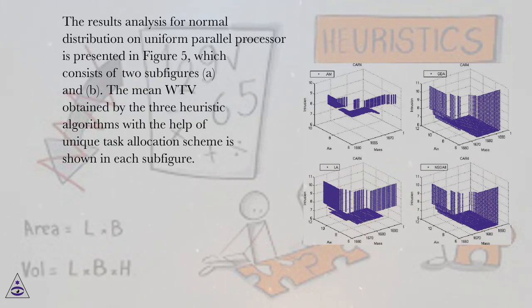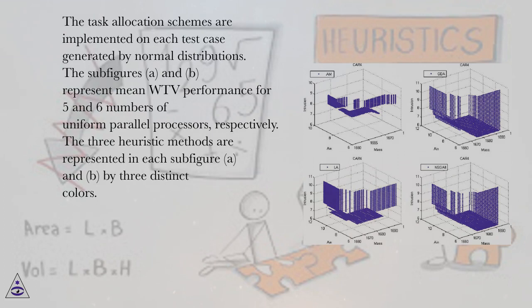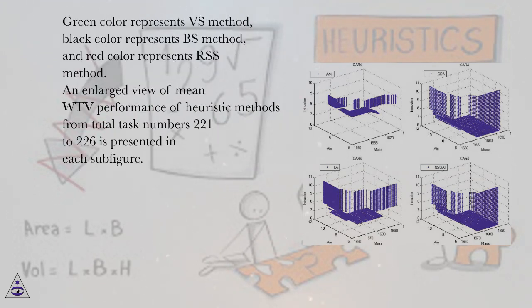The mean WTV obtained by the 3 heuristic algorithms with the help of the unique task allocation scheme is shown in each subfigure. The task allocation schemes are implemented on each test case generated by normal distributions. The subfigures A and B represent mean WTV performance for 5 and 6 uniform parallel processors, respectively. The 3 heuristic methods are represented in each subfigure by 3 distinct colors. Green represents the Versus method, black represents the BS method, and red represents the RSS method.